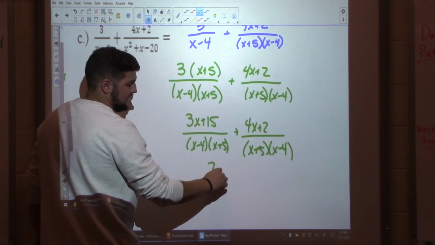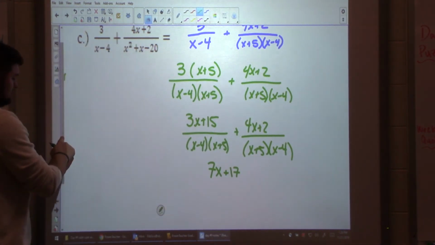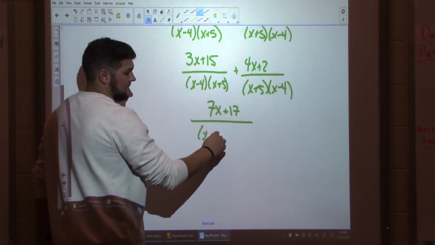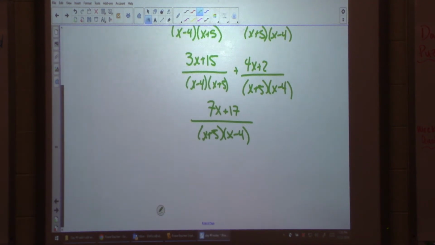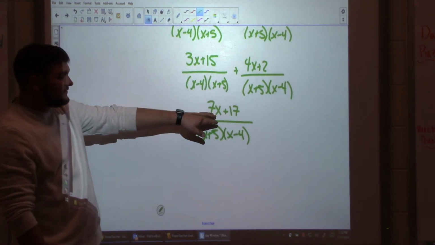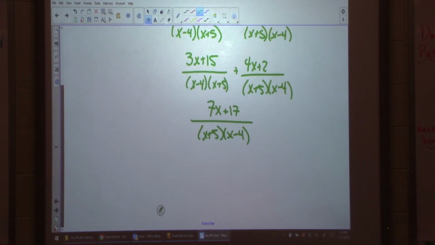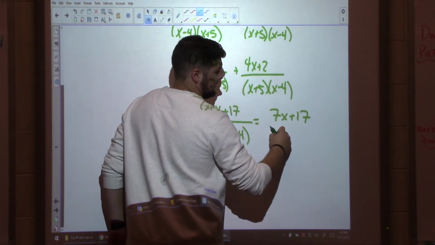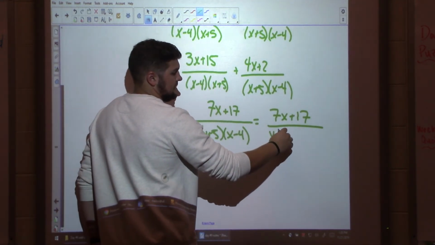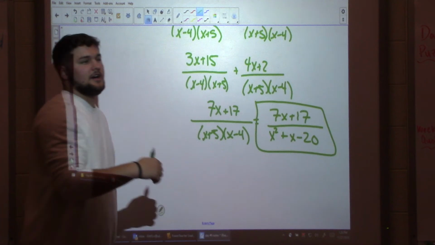3x plus 4x is 7x. 15 plus 2 is 17. And over my common denominator. How many got 33? Okay, good. Can I factor this top part at all? No. So am I going to be able to simplify at all? No. So I can just FOIL my denominator and I'll be good to go. 7x plus 17 over x squared plus x minus 20. Right? It's the same as one of our original denominators.